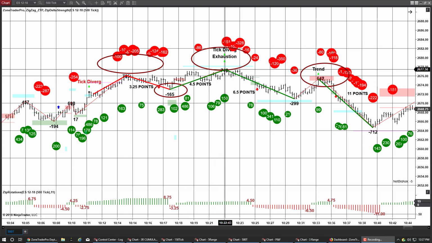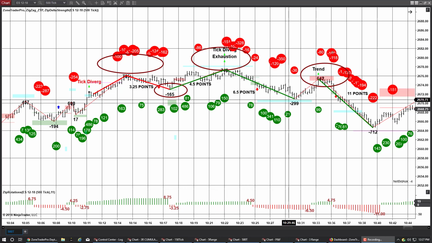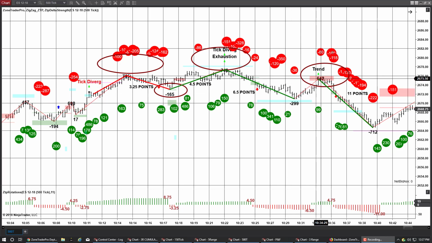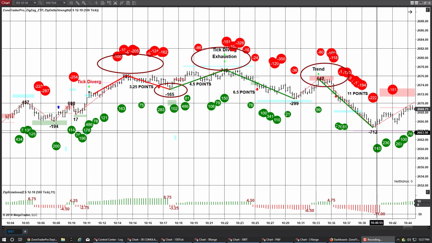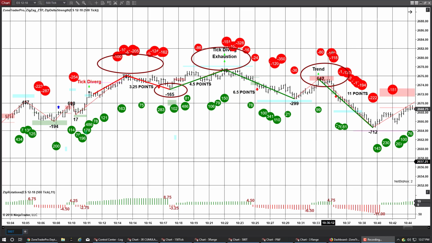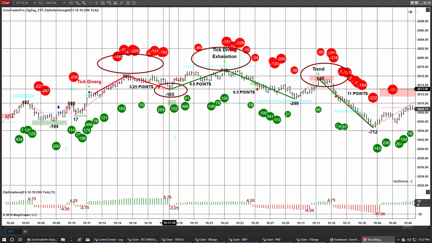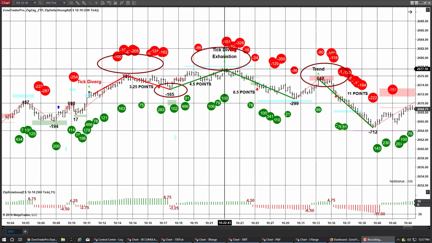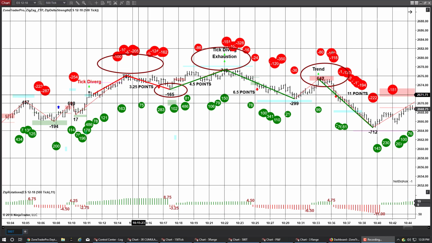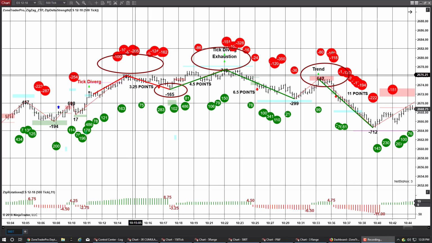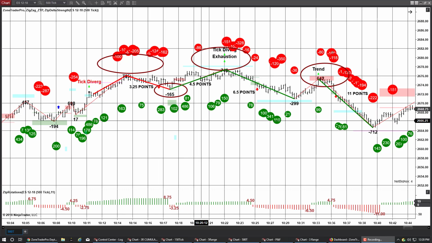When we get to the tick divergence exhaustion trade, this is a trade worth 6.5 points. And when we get to the trend trade, this is a trade worth 11 points. So when we look at the two types of trades, where we have a possible higher risk and lower reward versus where we have a standard risk and reward, we see that we had available 17.5 points in the patterns that presented less risk, and we had only 7.75 points in patterns that represented high risk and low reward.